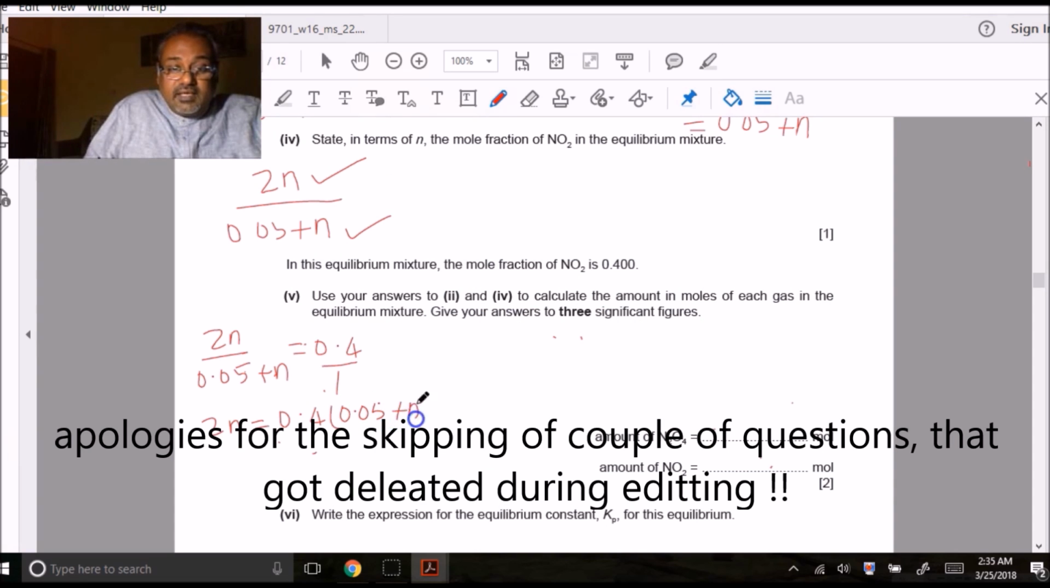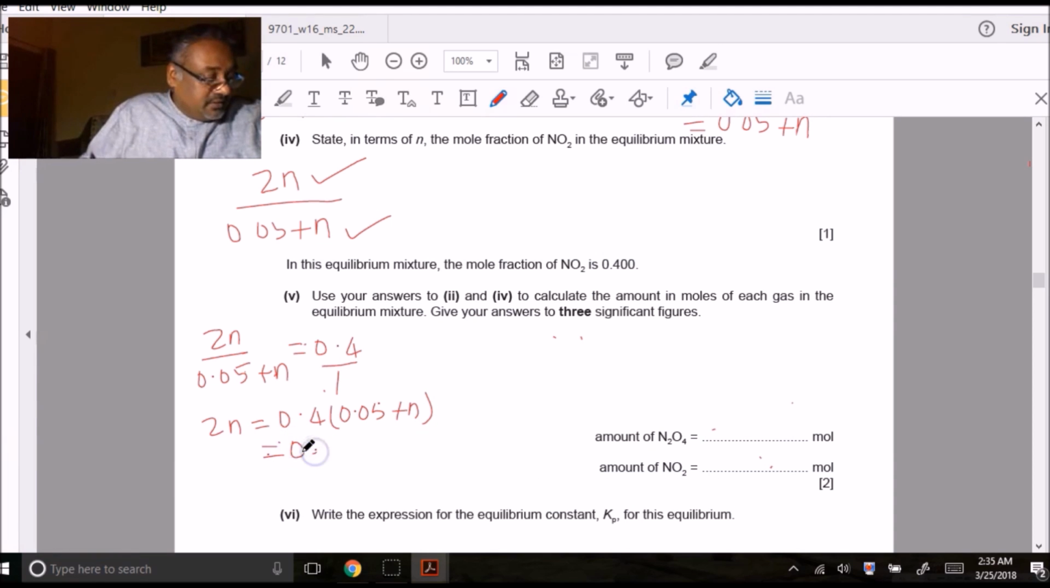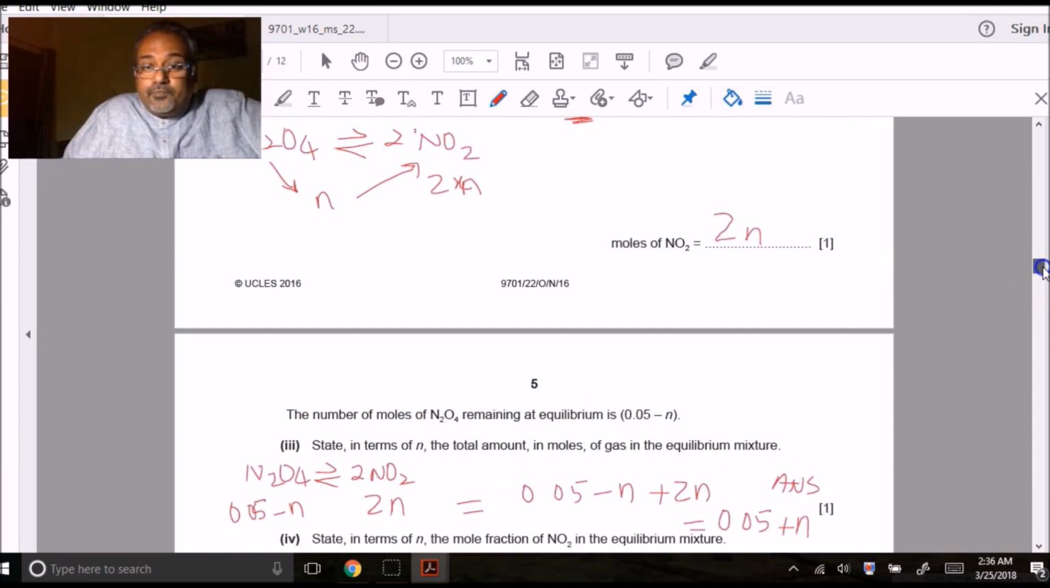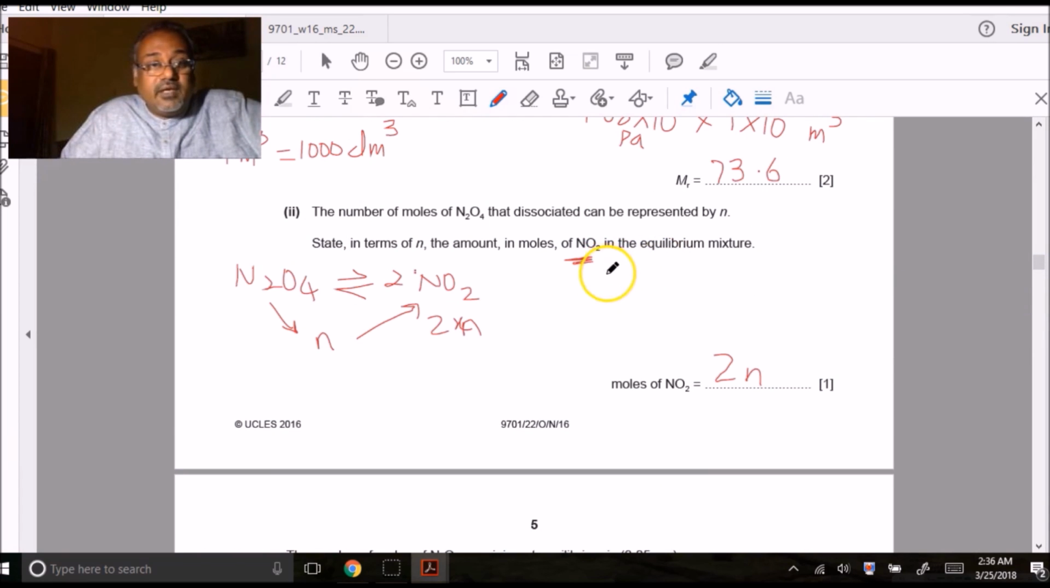0.05 plus n. So when I solve this, that should come out to be 0.02 plus 0.4n. So 2n minus 0.4n should be equal to 0.02. Keep solving and you will get the value of n as 0.0125. Now once you get the value of n, if you look at the equation here, the moles of NO2 was 2n.